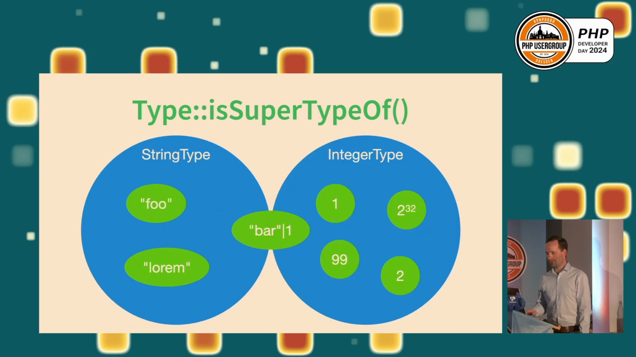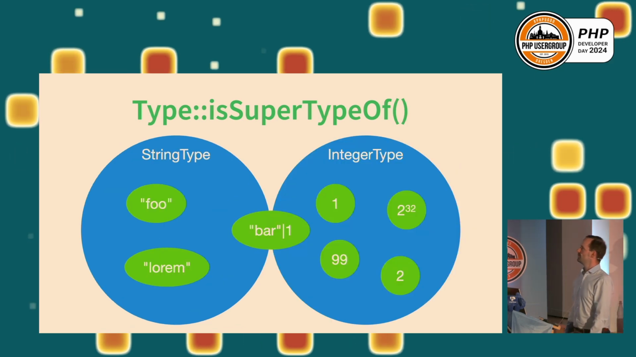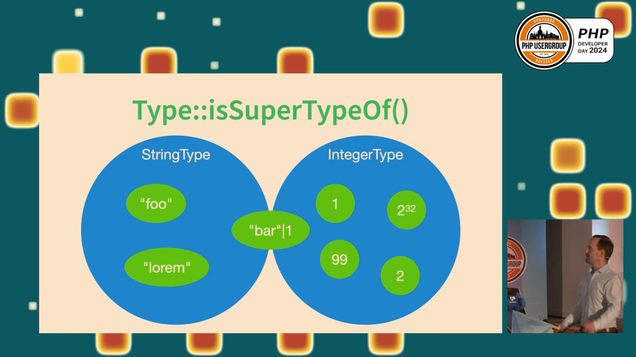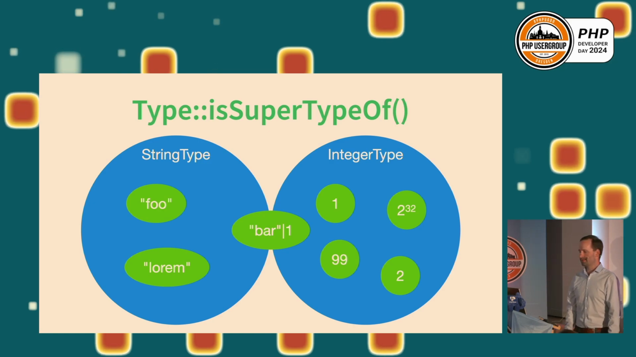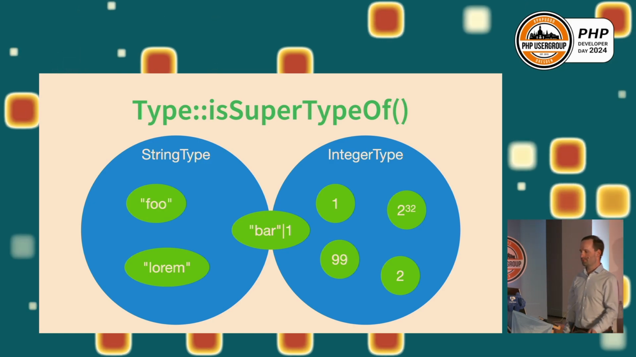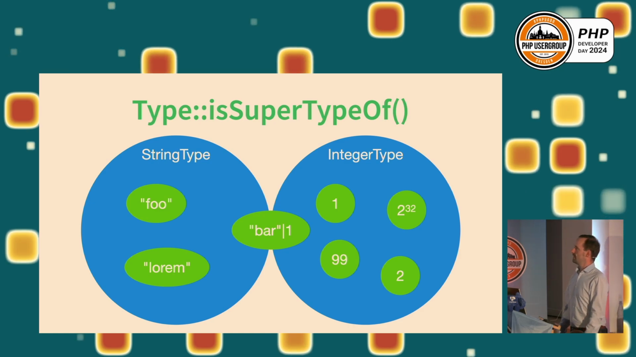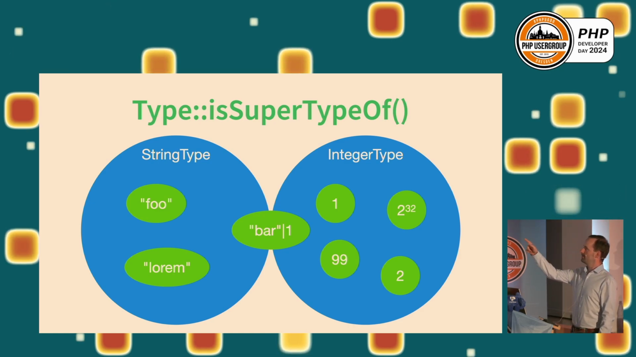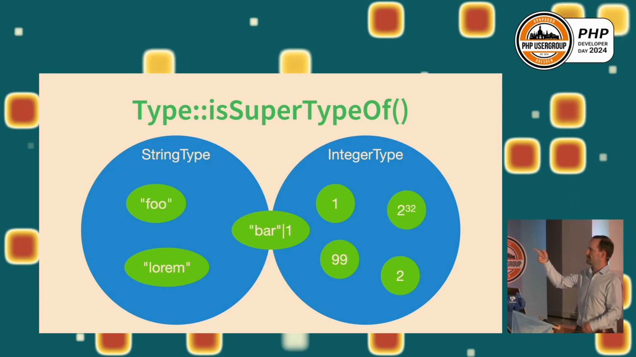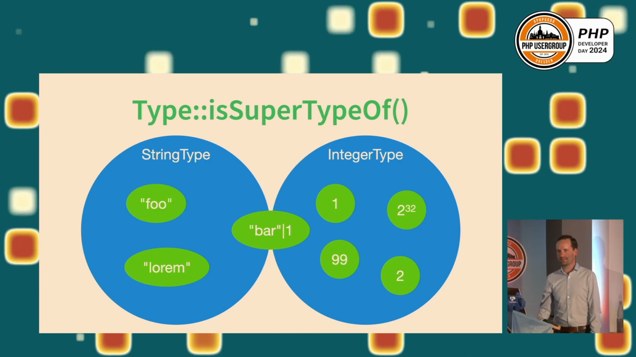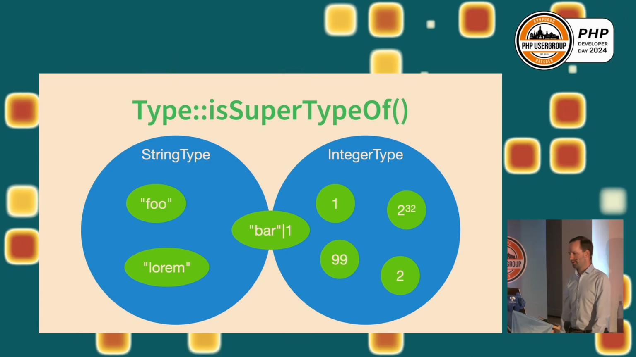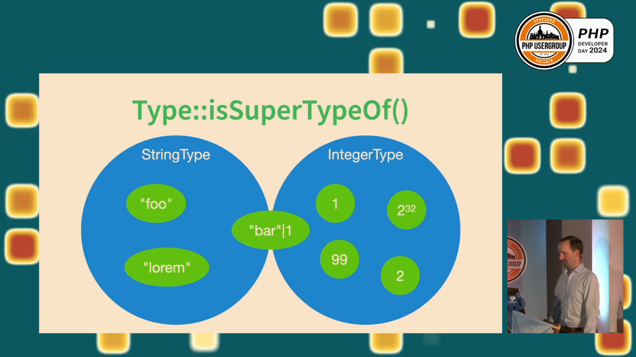Okay, it also works for union types. So if you have a union of all strings and all integers, and you ask, is this union a supertype of some specific string? That's a yes. It's also a supertype of a union of some specific string and some specific number. So this method should always work like this as expected.